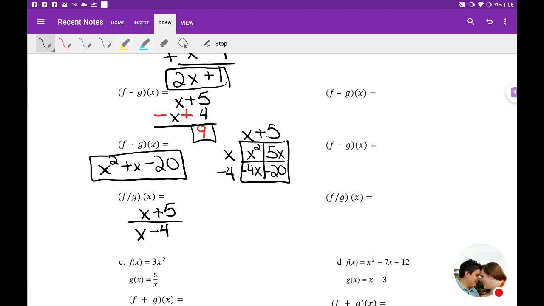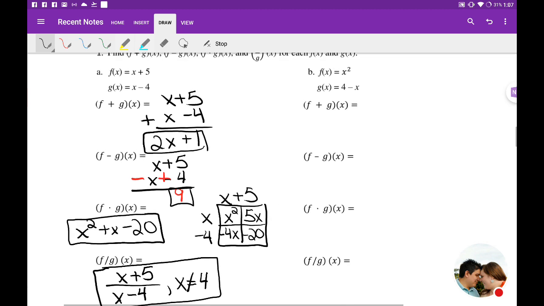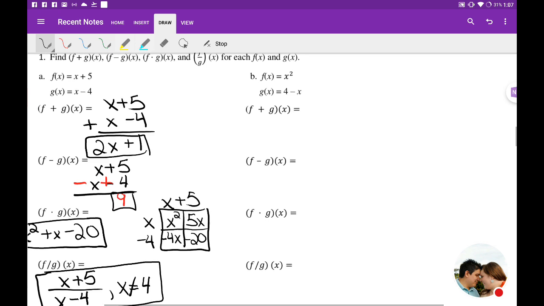So we need to indicate not only x plus 5 over x minus 4 as my answer, but we also need to say that x cannot equal 4. Because when x is 4, the whole denominator becomes 0, and that would make it undefined. So the whole part that goes on the answer blank is x plus 5 over x minus 4, and then we need to indicate that x can't be positive 4. Let's take a look at the next one.